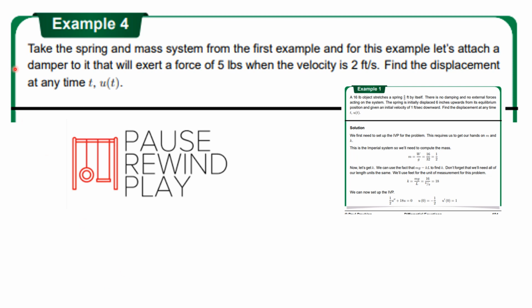Okay, so what we're going to do is take this spring and mass again from the first example, but we're going to attach a damper to it that will exert a force of 5 pounds when the velocity is 2 feet per second. Find the displacement, and again, I repeated example 1 here if you want to recall that. So please pause the video, give it a go, and let's see how you did.